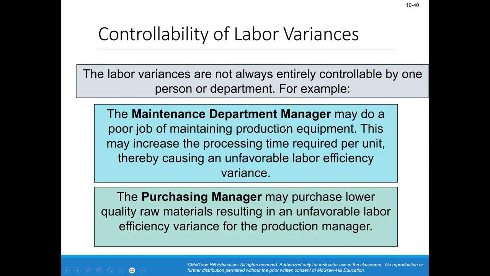It could also be the fact that, yeah, the maintenance department may do a poor job maintaining the production equipment. So you needed more labor because the equipment was slower. And the purchasing manager may purchase lower quality materials, resulting in unfavorable labor efficiency variance for the production manager. So there's a lot of things that can happen that aren't obvious.